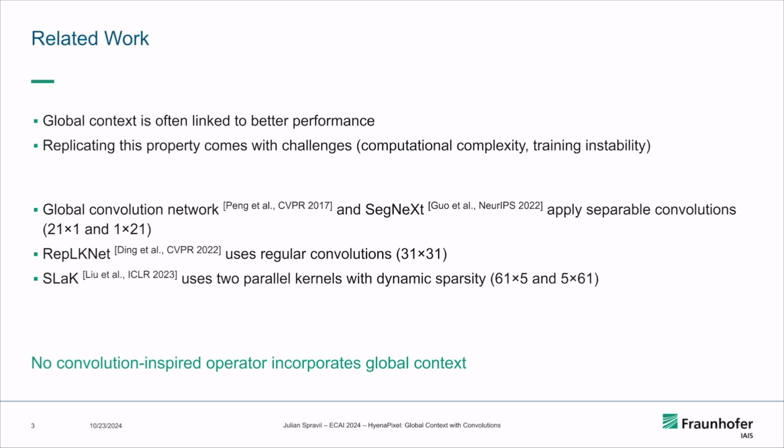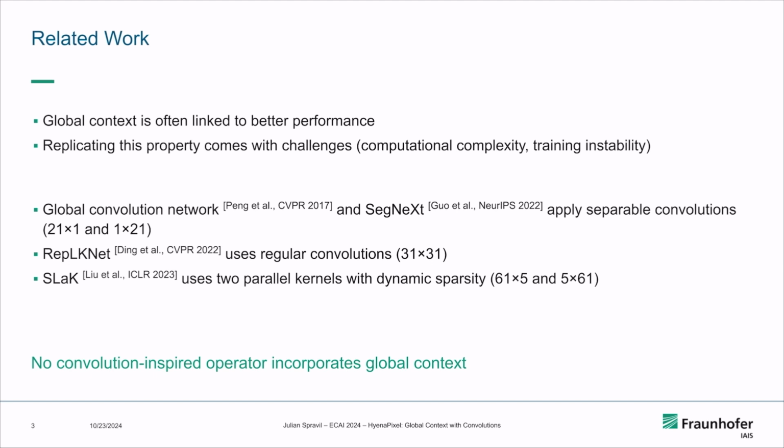There are a few works that try to achieve global context with convolutions, like the Global Convolution Network and SegNeXt, that both apply separate convolutions up to the size 21 by 21. We have RepLKNet that has regular convolutions with the size 31 by 31. And we have SLaK that uses two parallel kernels with dynamic sparsity and has filters up to 61 by 61.